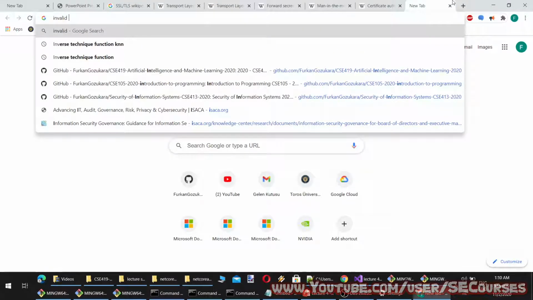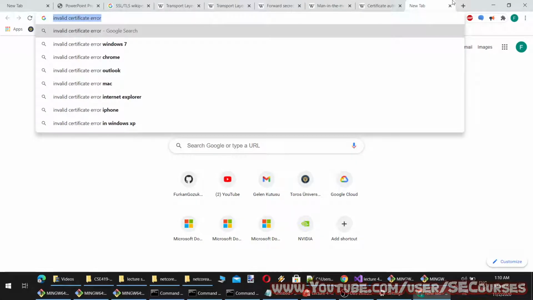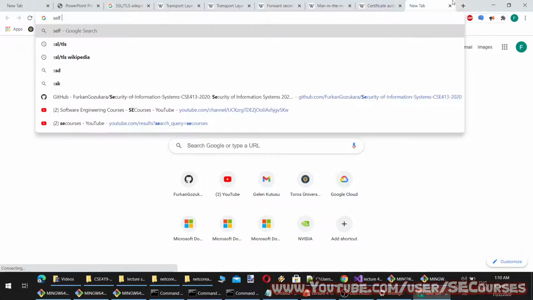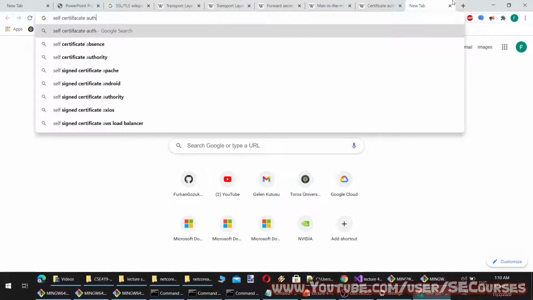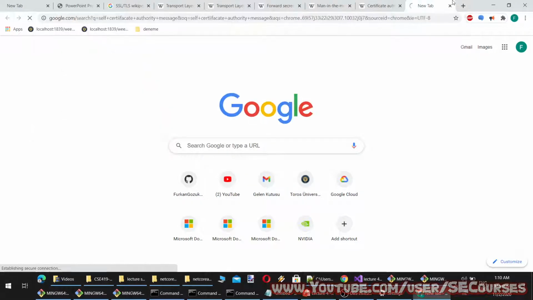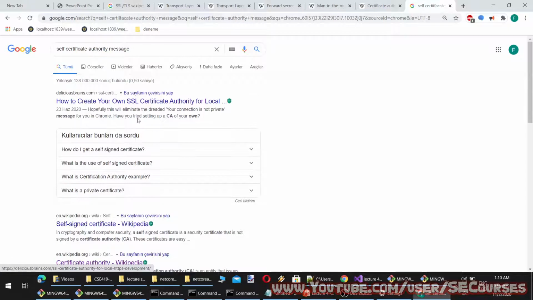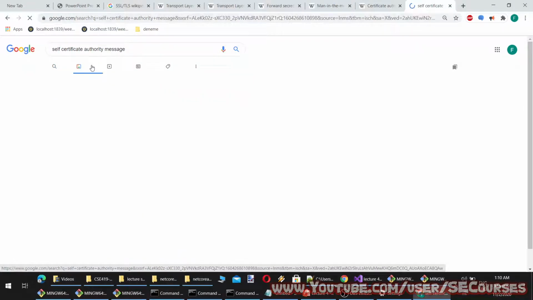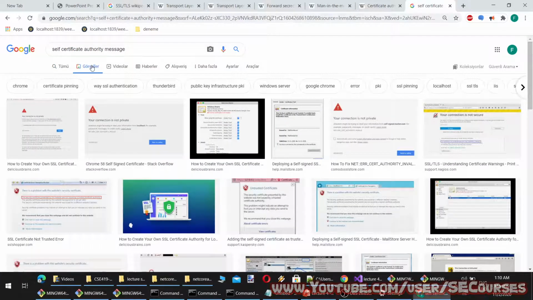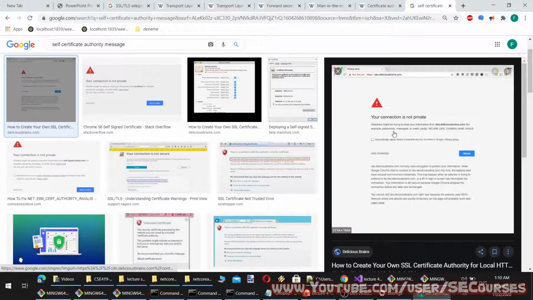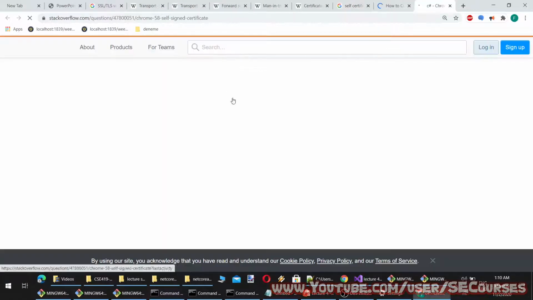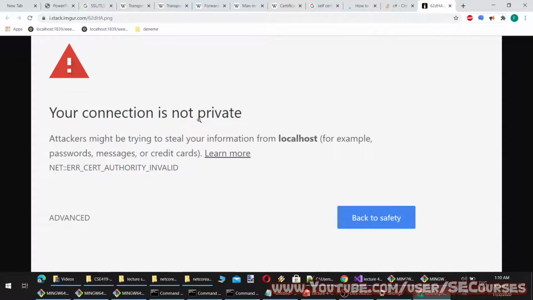Let me show you. Okay, so if you are using a self-signed certificate, you will see this message often because the browser will say that your connection is not private. Attackers might be trying to steal your information from localhost.